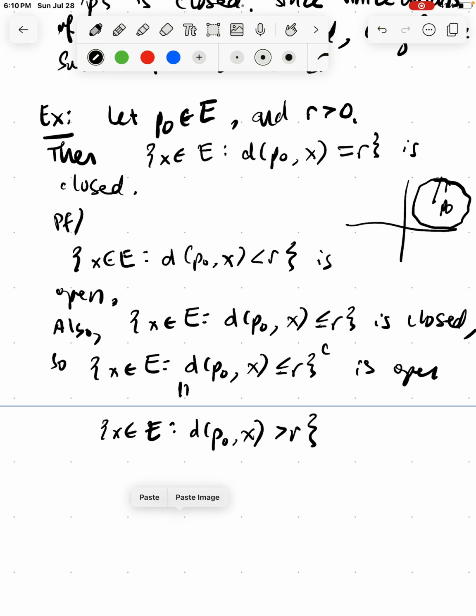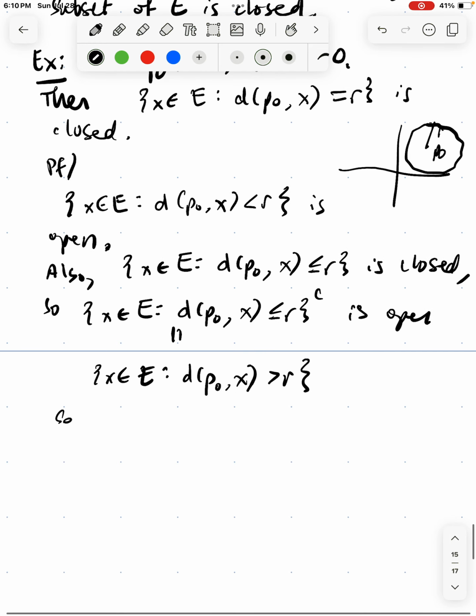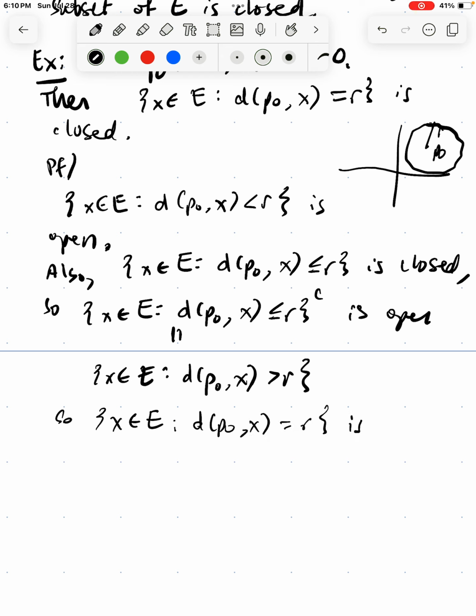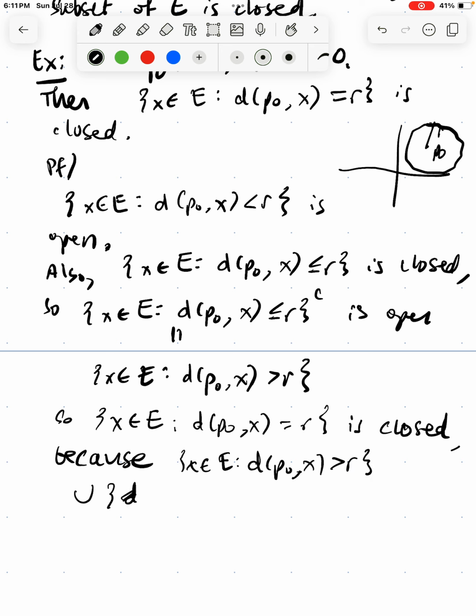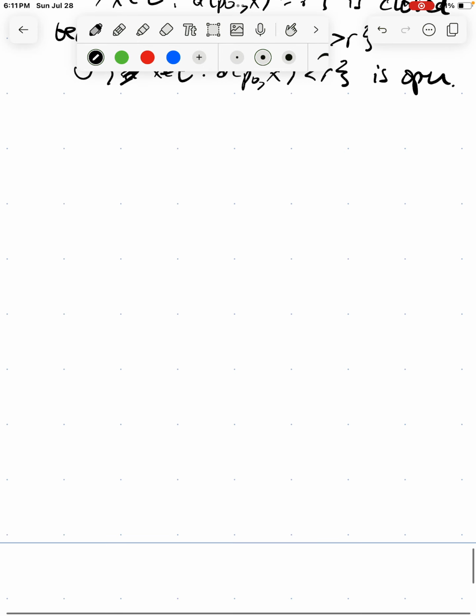So therefore, the set of elements whose distance to P naught is equal to R is closed, right? Because, just to clarify, this set is the complement of the set of points whose distance to P naught is greater than R, union the set of points whose distance to P naught is less than R. This is open. So the complement is closed. All right, so those are two examples of closed sets. So just using these properties of closed sets being the complement of an open set and so on is useful, right? And the finite union, finite intersection, that kind of thing.